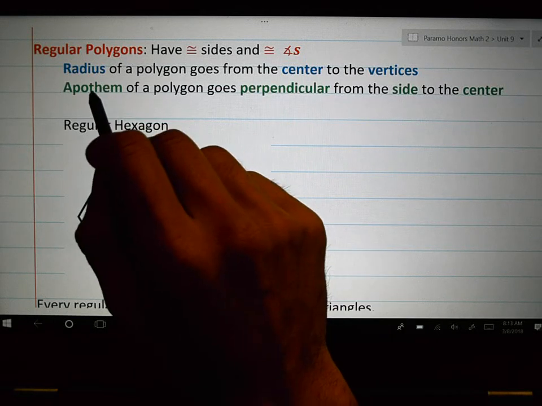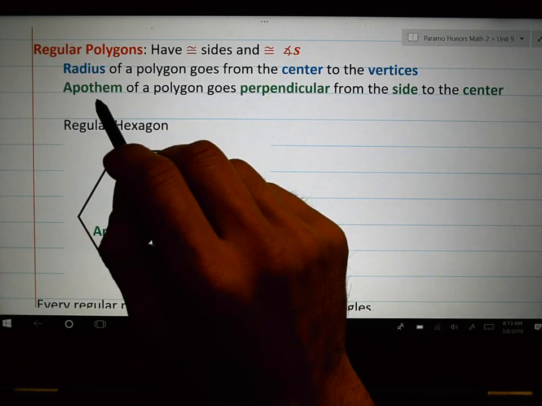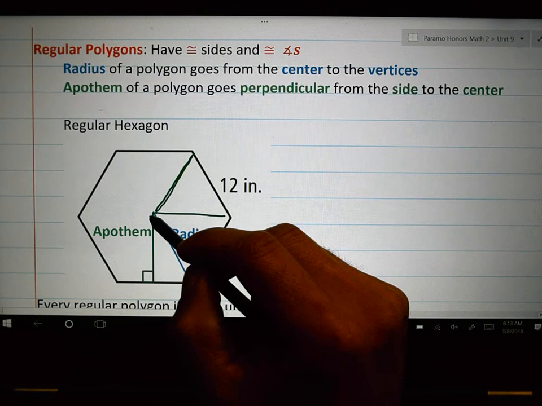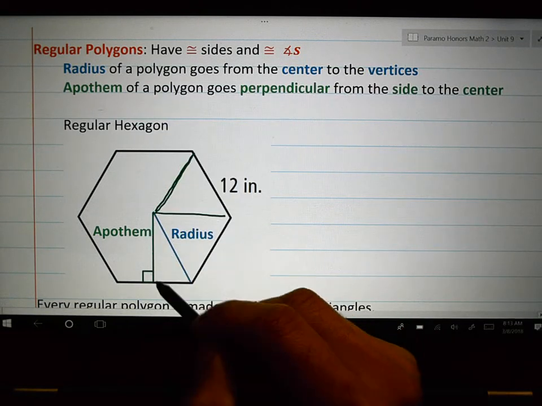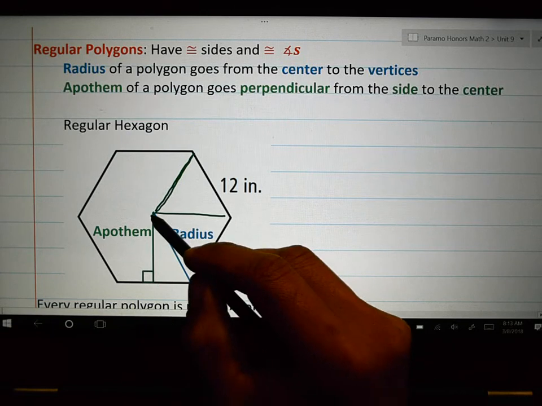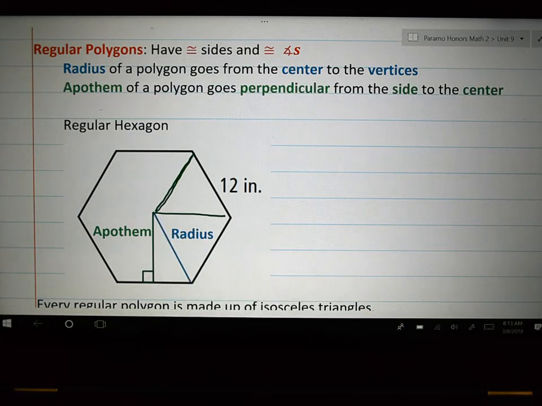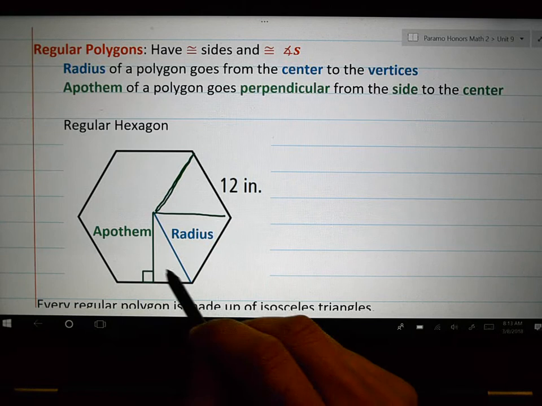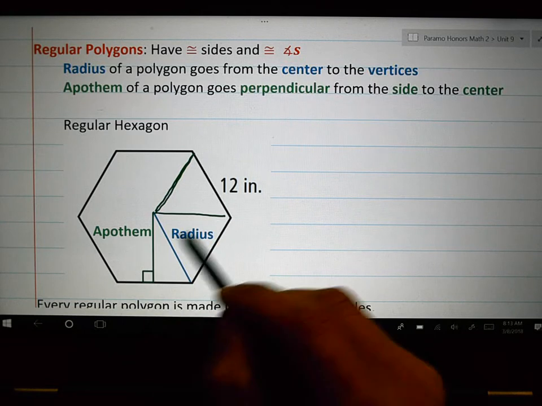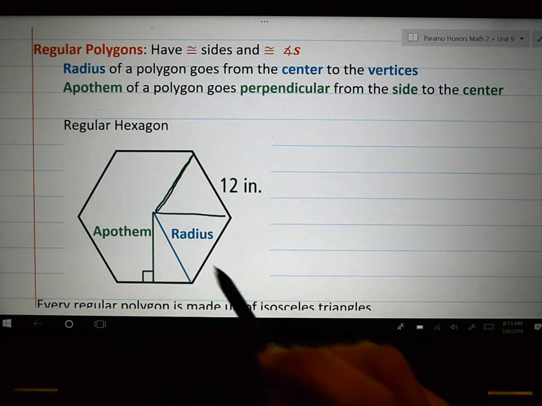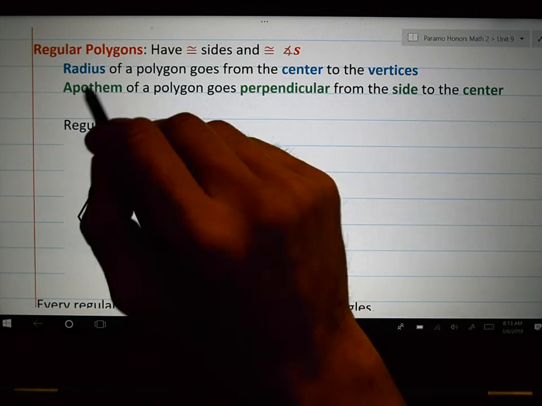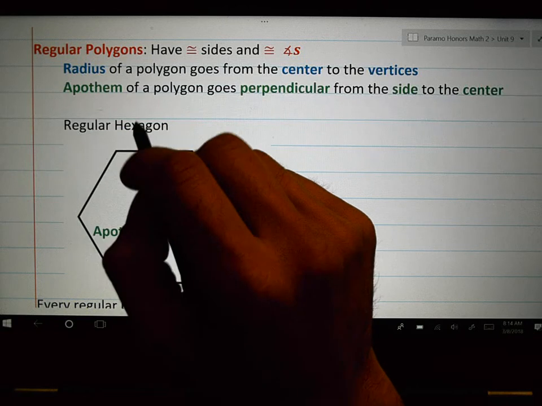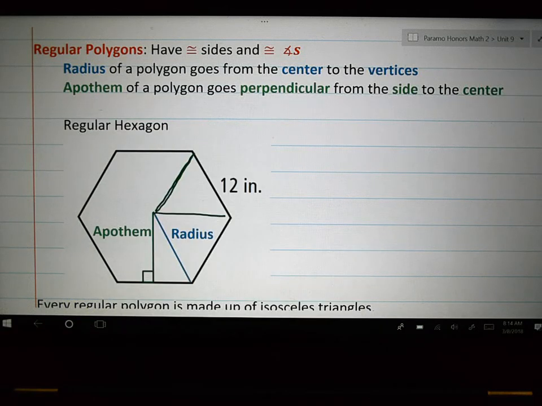The apothem, on the other hand, that's a new word for you. The apothem goes from the center and is perpendicular to the side. The apothem is made straight. It's the shortest distance from the center to the side. We have to know the difference between these two things. These are not the same length. The apothem and the radius are never equal to each other. The apothem is something that we're going to use to find the area of a regular polygon.